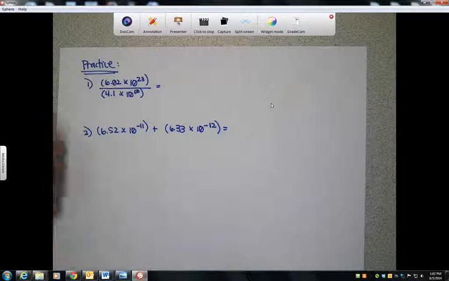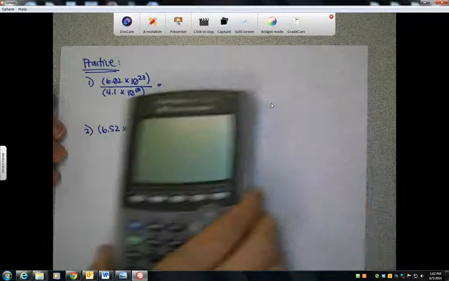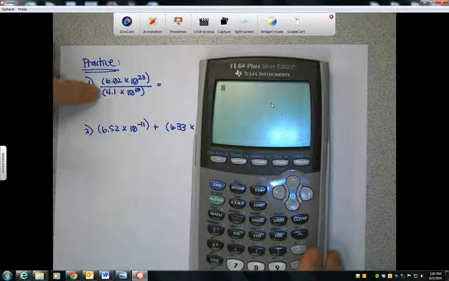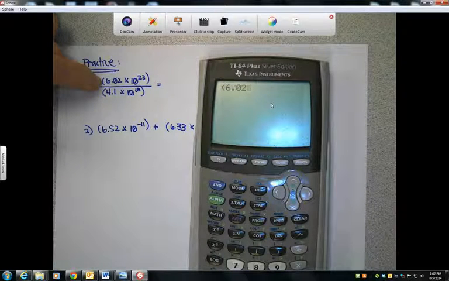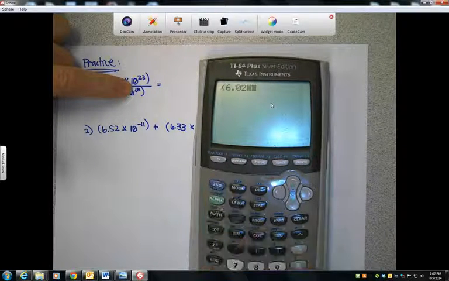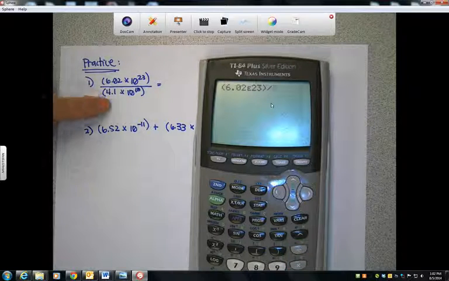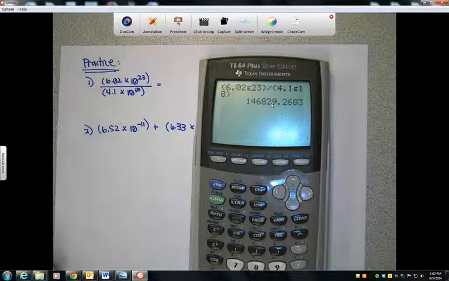All right, hopefully you paused and you worked these out. Let's see if you get the same answers that I got. So we'll go ahead and just put this here. So I'm just going to enter this into my calculator. So remember, open parentheses, 6.02. Don't put times 10, put EE or EXP, and then the exponent, and then close parentheses. We're dividing by 4.1 EE 18, close parentheses. And hopefully you got this number.